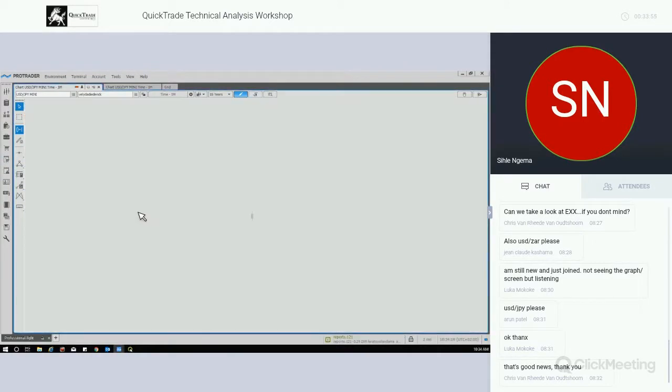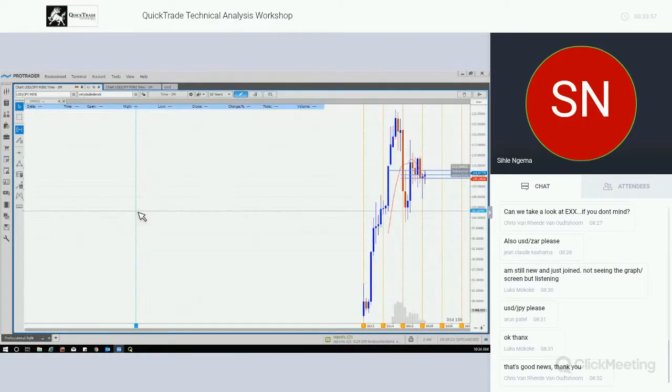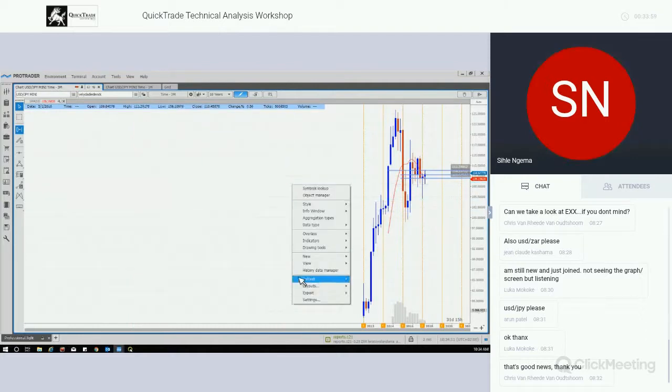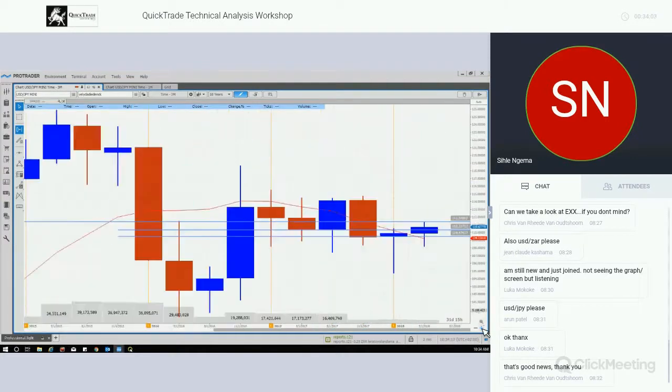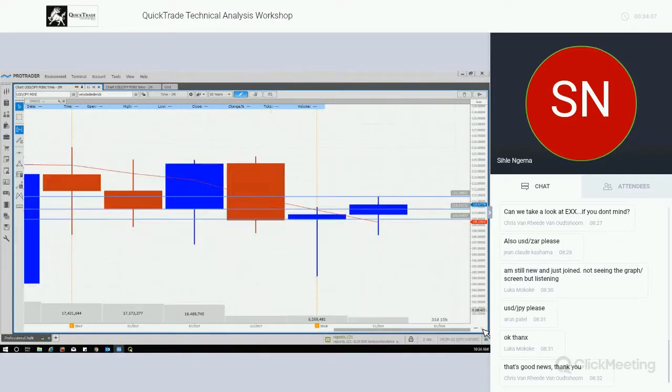Let's check maybe our long-term time frames to see if there's anything that agrees with what I've just said. Okay, let's look at this one. You see these big candles that we have here? These are quarterly bars.